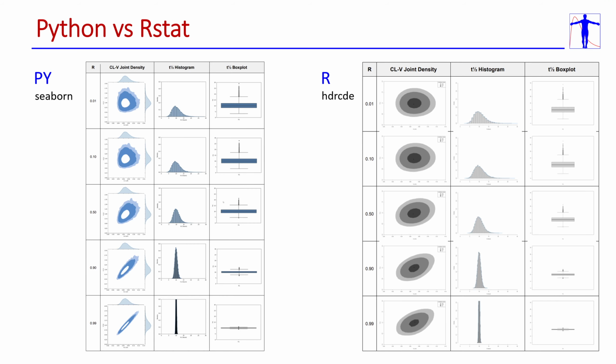We repeated the previous analysis using the HDR-CDE package that comes with the R environment. The histograms and box plots for the half-life generated by Python and R are identical. However, the joint distribution plot generated by the R script is clearly not correct. For this reason, we recommend the Seaborn Python libraries for performing this type of distribution analysis.